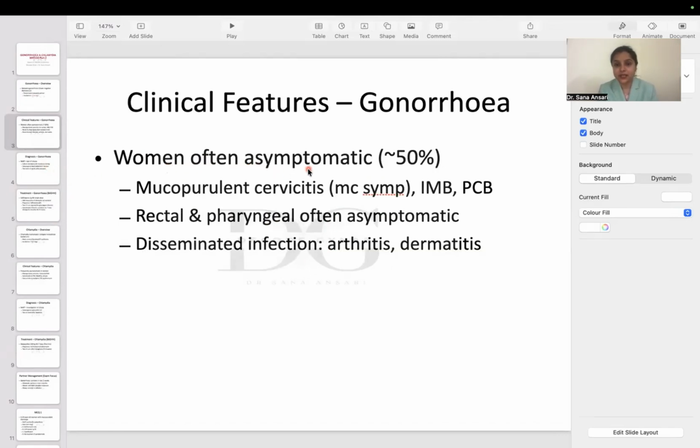It is asymptomatic in 50% of individuals. Most common presentation is mucopurulent cervicitis. Another common question. Other presentations are intermenstrual bleeding or postcoital bleeding. Rectal and pharyngeal infections are often asymptomatic and it causes disseminated infection in the form of arthritis and dermatitis.